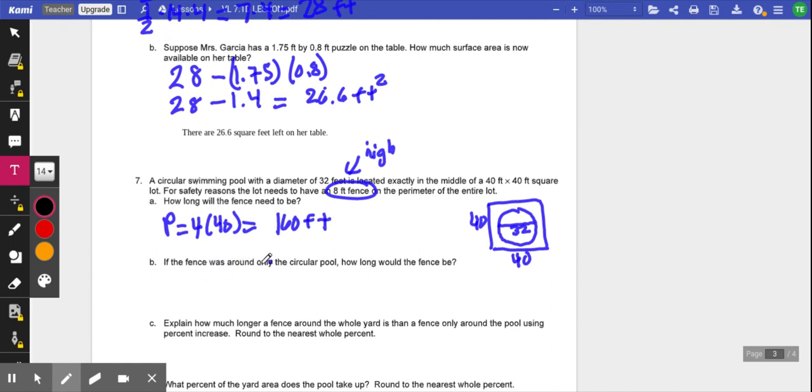If the fence was around the circular pool, how long would the fence be? So if we wanted to put it around the circle, we'd have to find the circumference of the circle. So circumference is equal to pi times diameter. And the diameter is 32. So 32 times pi. And we have to get our calculator out. I'm going to use pi as 3.14. And we get about 100.48 feet.